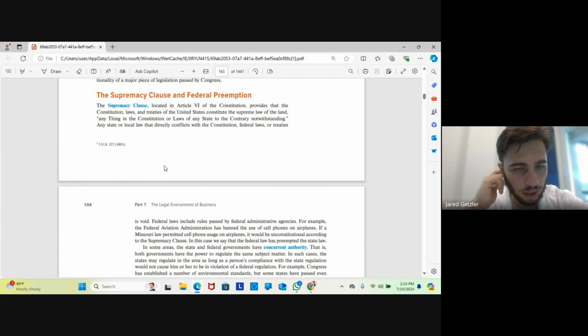So this means that, let's say we have state and federal law. The federal law is always going to be over the state law due to the supremacy clause. That way, the states don't have too much power over the government.